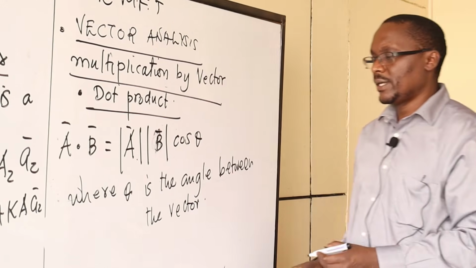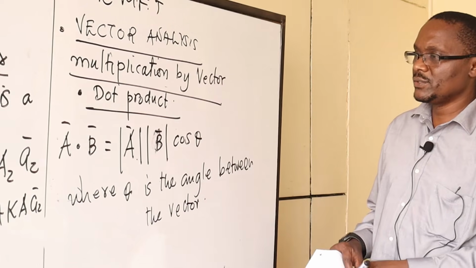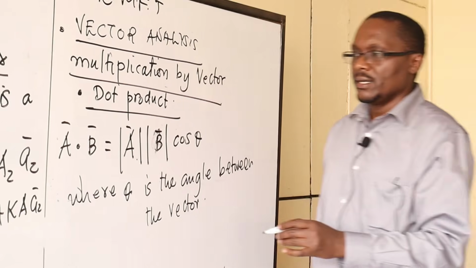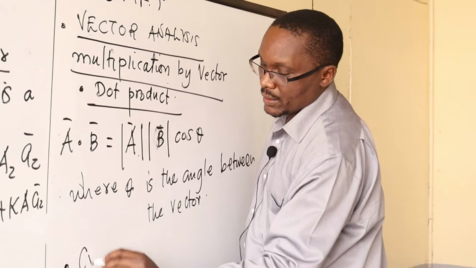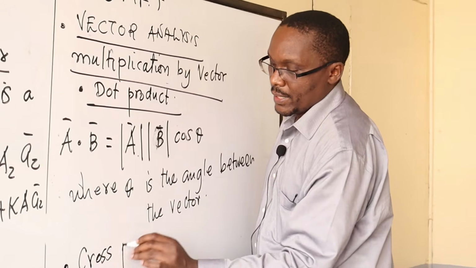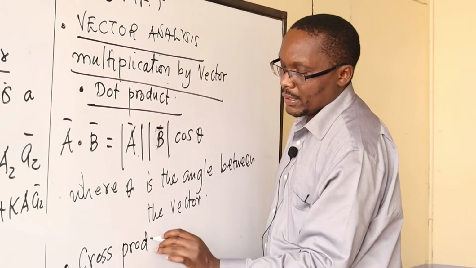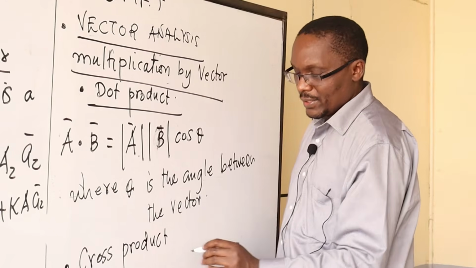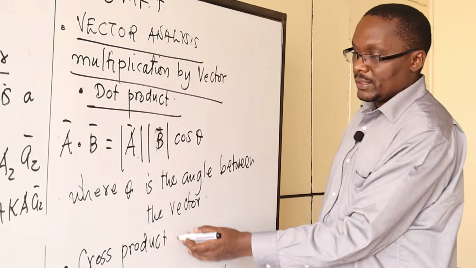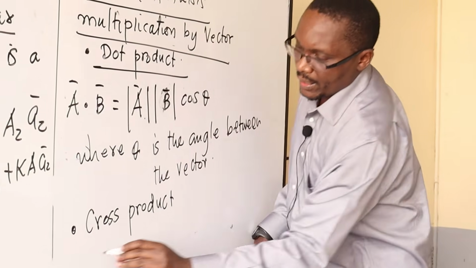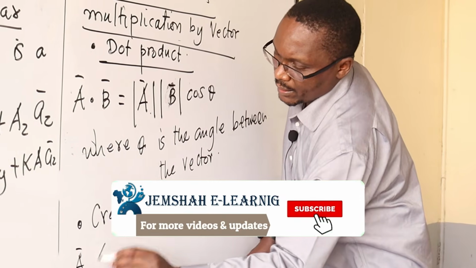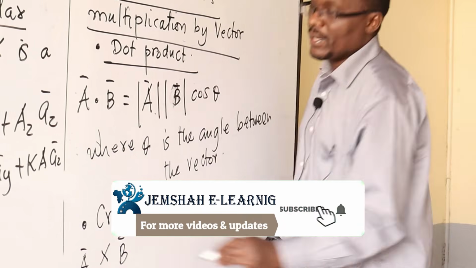So that is how simply we can multiply two vectors using the dot product method. Now, apart from the dot product, we can also have the cross product, which we normally also call the curl. In the cross product, we have vector A bar cross vector B bar.